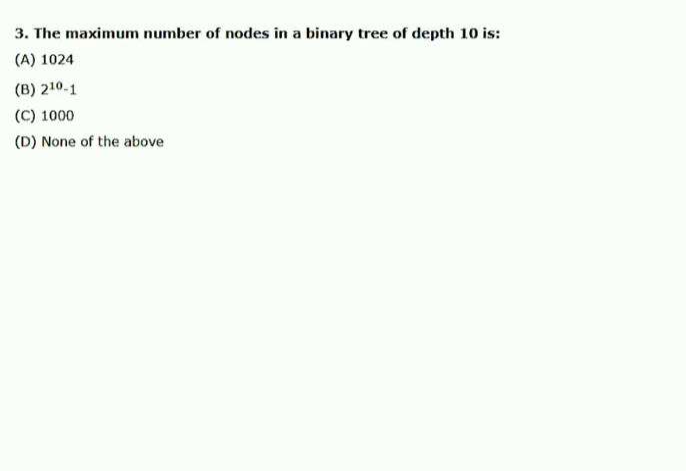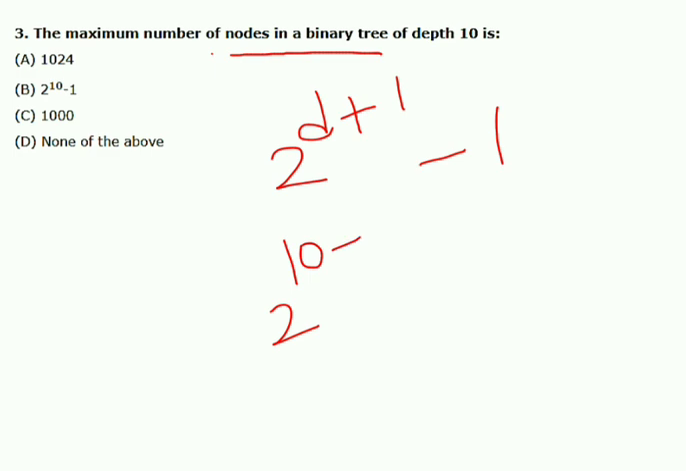The maximum number of nodes in a binary tree of depth 10 is. There is a formula for finding out the maximum number of nodes in a binary tree of a given depth, that is 2 power d plus 1 minus 1. So the depth given is 10, so 2 power 10 plus 1 minus 1, that is 2 power 11 minus 1. This is the answer, but the option is not mentioned here, so the option is none of the above.